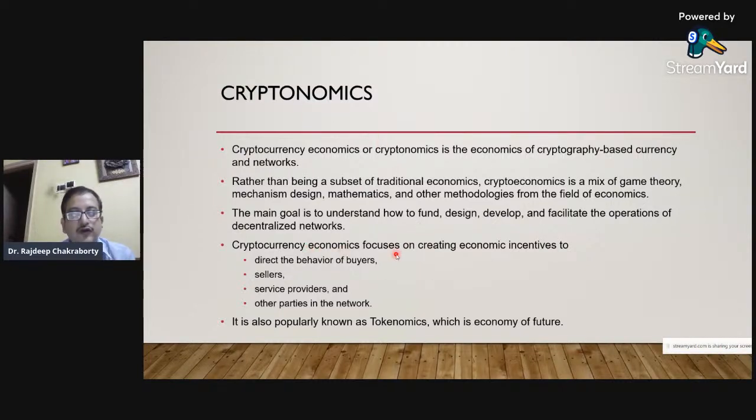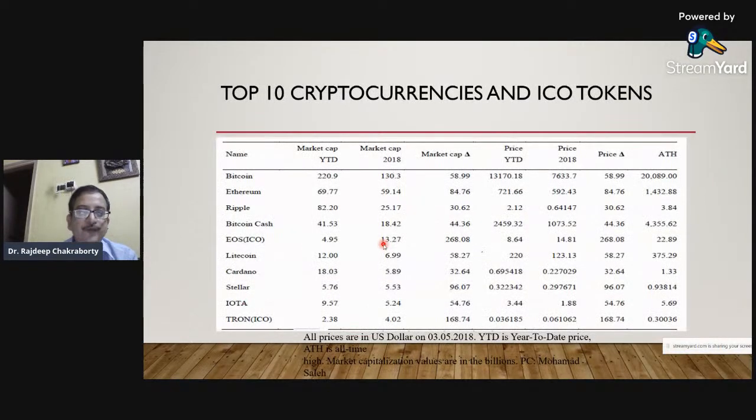Okay, so this is basically crypto economics. Cryptocurrency economics focuses on creating economic incentives, so that people are eager to participate in the blockchain, Bitcoin or cryptocurrency. These incentives direct the behavior of buyers, sellers, service providers, and other parties in the network. It is also popularly known as crypto economy, and it is becoming the economy of the future. Now this is just a top 10 cryptocurrency list, and their values are there.